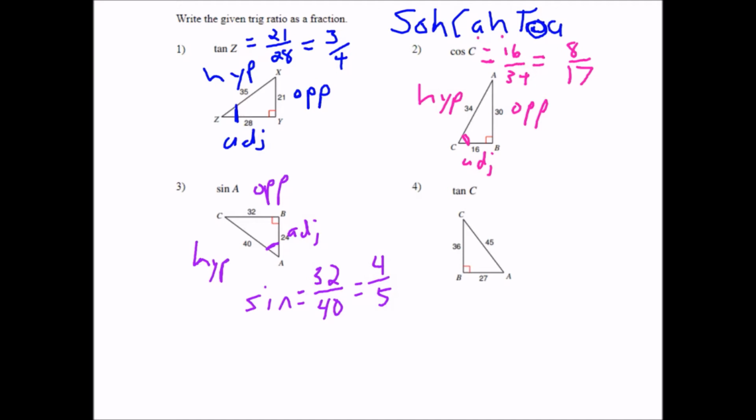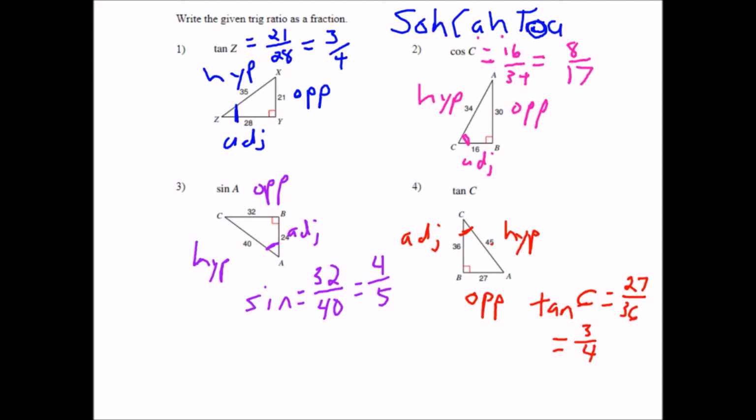And then this last one here, number 4, last one on this slide, tan of C. So here's C. Opposite the 90-degree angle is the hypotenuse. Opposite or across from angle C is the opposite. And then that makes this side BC the adjacent side. And for tan, again, we need OA. So opposite over adjacent, so this is tangent of C. Opposite is 27. Adjacent is 36. And we can reduce that. If we divide both top and bottom by 9, we get 3 over 4.